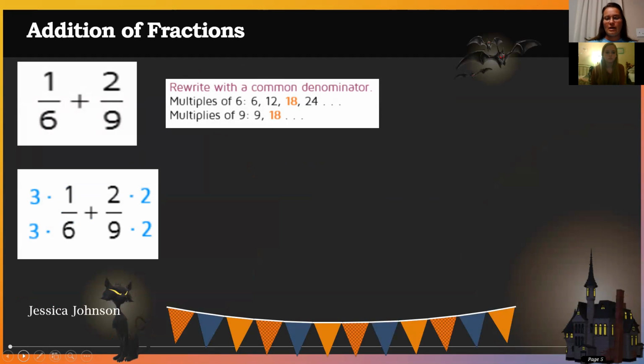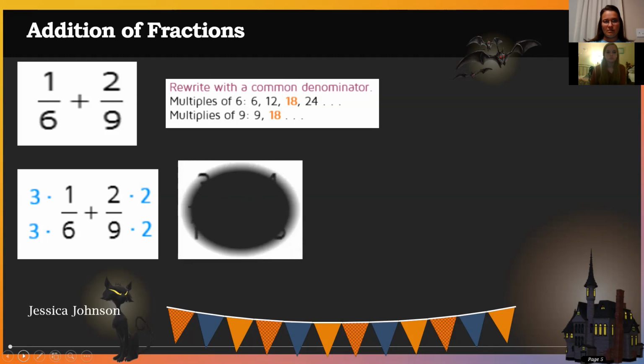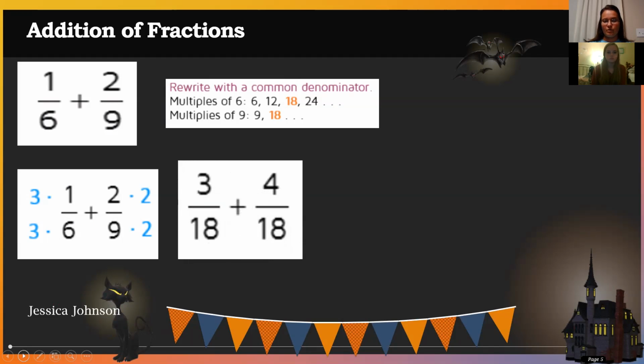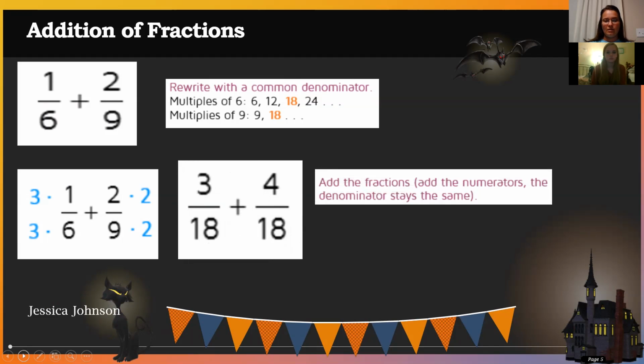For the fraction 2/9, you need to multiply 9 by 2 to get 18. Then multiply 2 by 2. Our fractions now look like this: 3/18 plus 4/18. Now add the fractions. Add the numerators and the denominators will stay the same. Our answer is 7/18 in the simplest form.